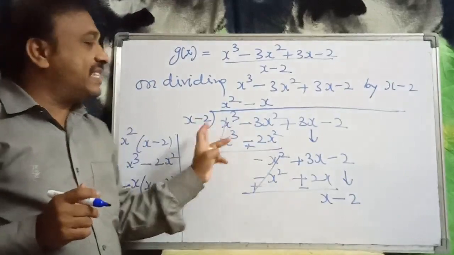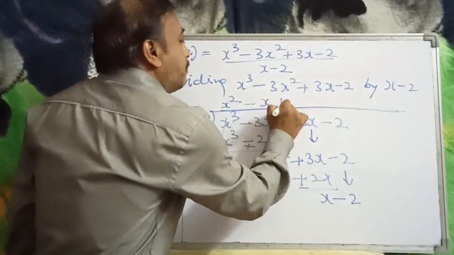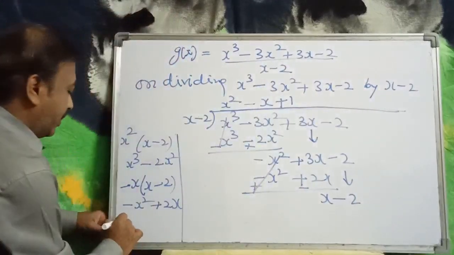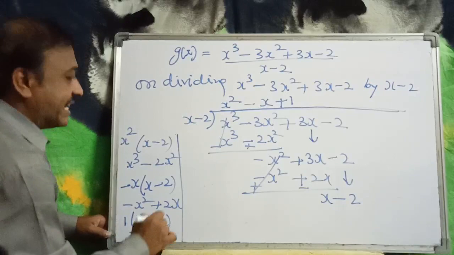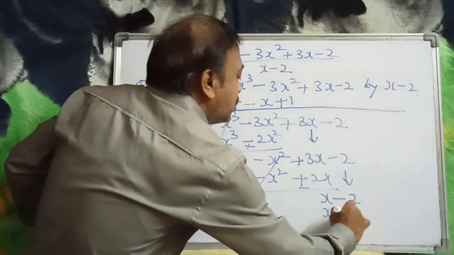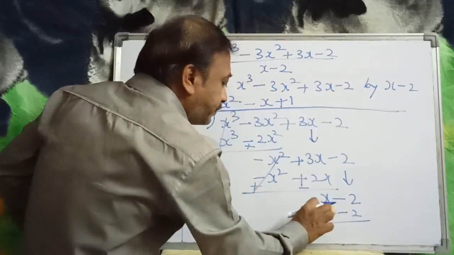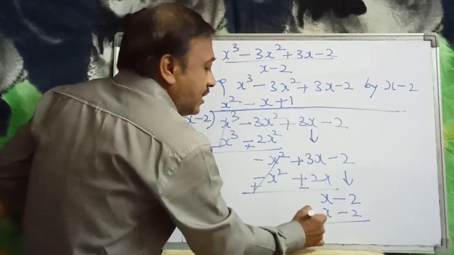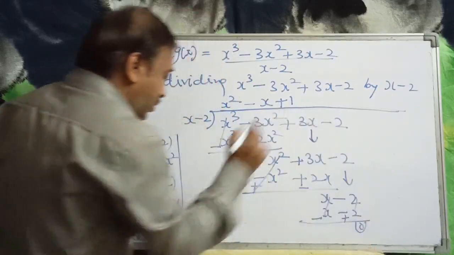On dividing x, we get 1. So it has a plus sign, so plus 1. With 1, if you multiply x minus 2, you obtain the same term x minus 2, which will give you the remainder here. Change the sign, minus, plus, and the remainder we obtained is 0.